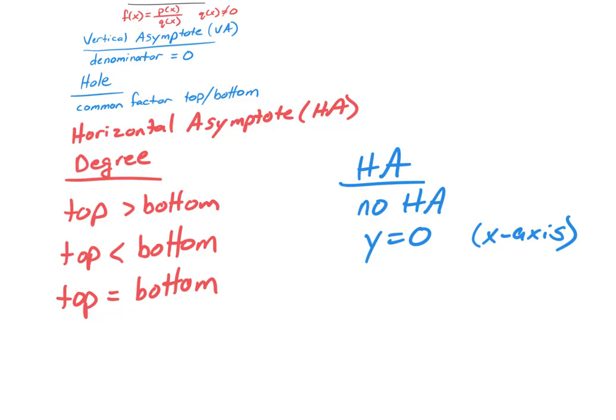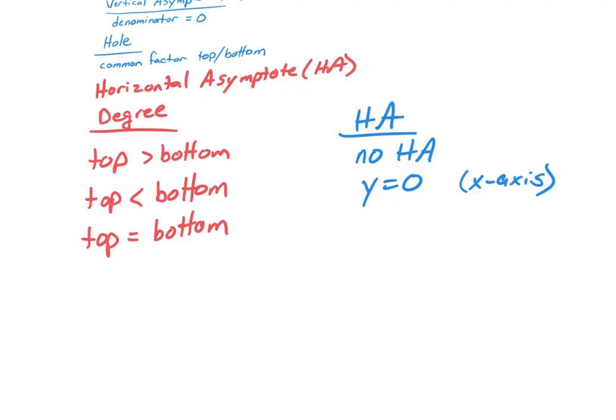Okay, so it's going to get really, really close to it and hug right up against it, but it will never cross it. If the top is equal to the bottom, then we're going to divide the leading coefficients. So I'll give you an example here.